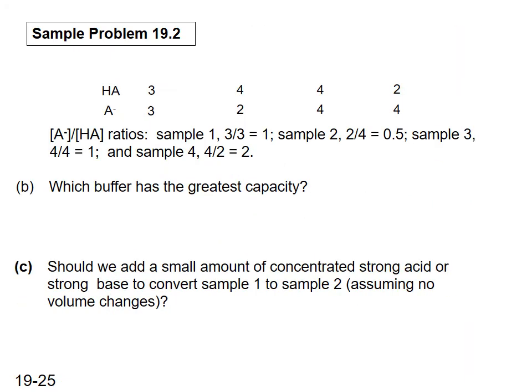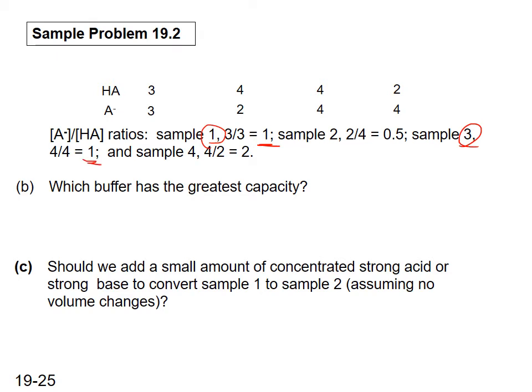Question B. Which buffer has the greatest capacity? The buffer capacity is determined by 2 factors. One is the concentration. The more concentrated, the greater the capacity. And the other one is that the concentrations of acid and the conjugate base should be very close. The ratio should be close to 1. So if we look at sample 1, the ratio is 1. Sample 3, the ratio is also 1. So both have ratio 1.